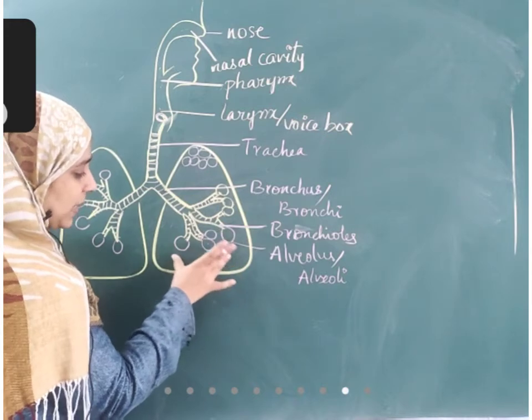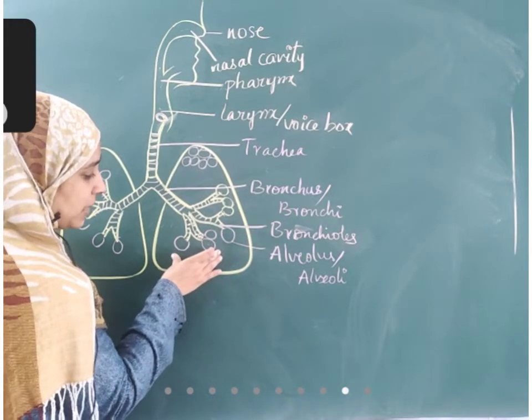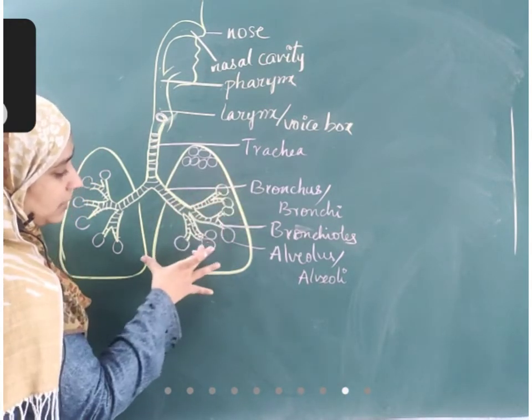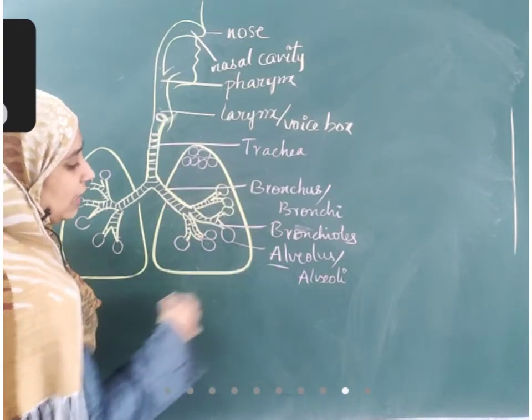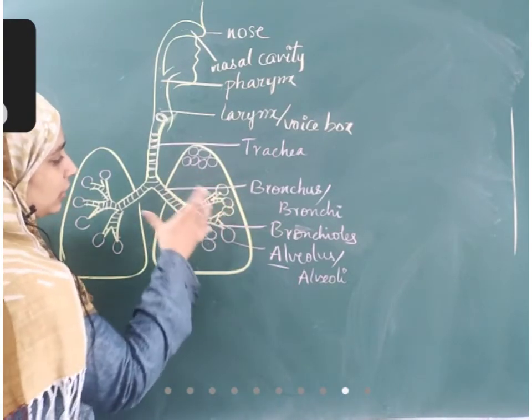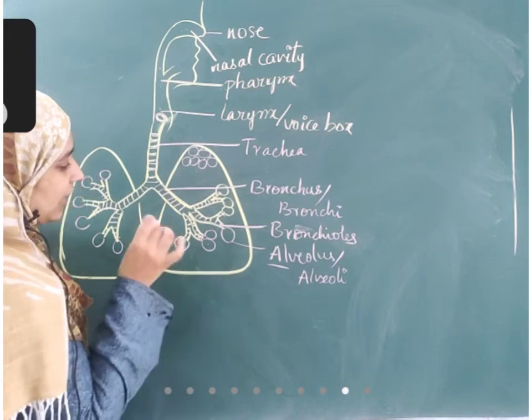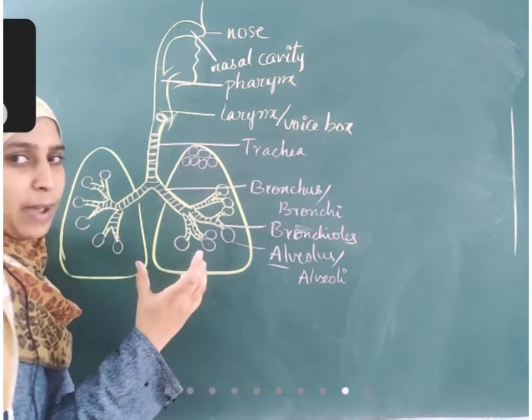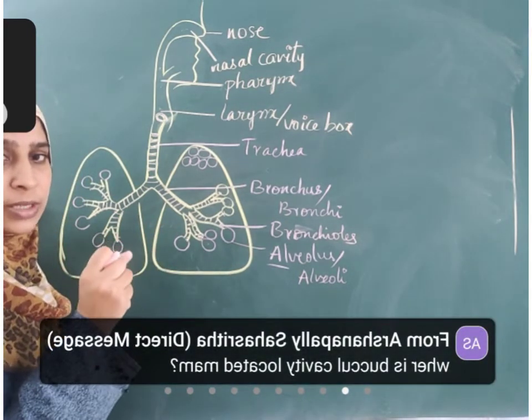It's not a space. The lung is not an open space. It is a bunch of grape-like structures called alveoli. It is like suppose you have taken a polythene bag and filled it with a bunch of grapes.